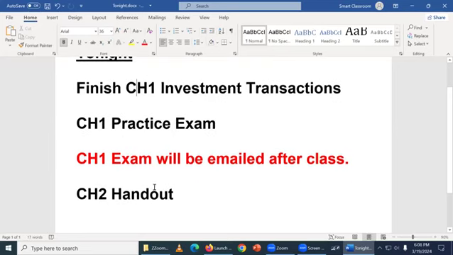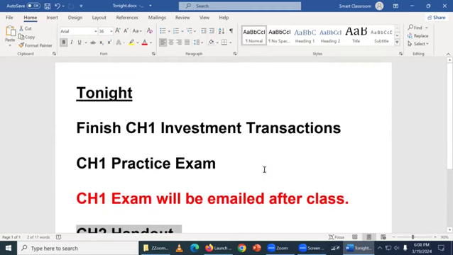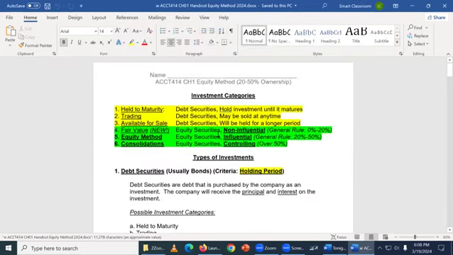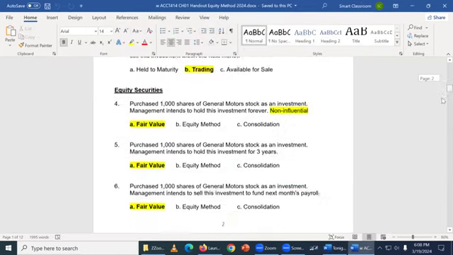Exam, 1-page exam. Then we're gonna start in on chapter 2. Hopefully we'll finish chapter 2. All right, so let's take a look here. I think we were on problem 8, maybe.